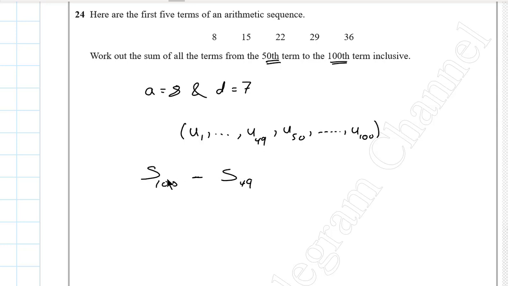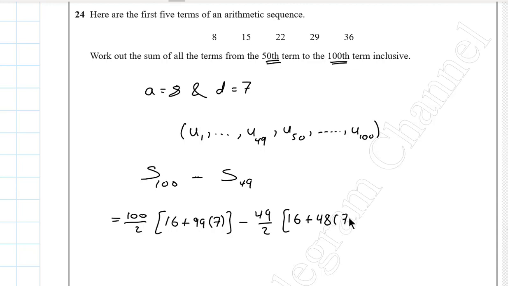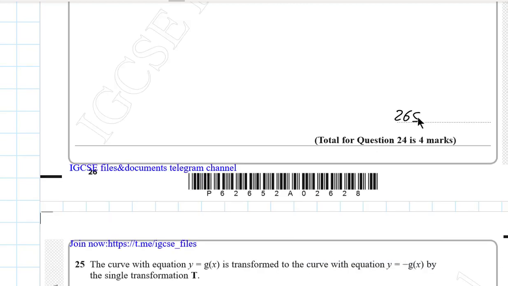Here we have a tricky question because many students can say S100 minus S50. No, S100 minus S49. Okay, S100 means 100 divided by 2, multiplied by 2a, which is 16, plus n minus 1, which is 99, times 7, which is the d, and then minus 49 divided by 2, multiplied by 16 also, plus 48 times 7. Okay, and the final answer will be 26,826.